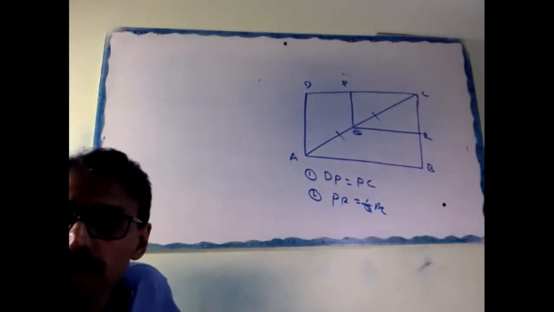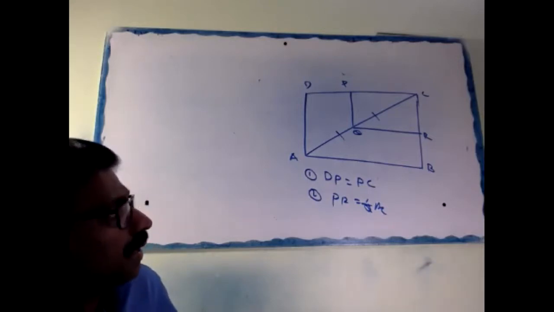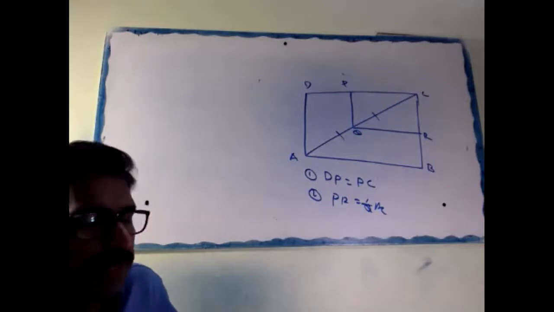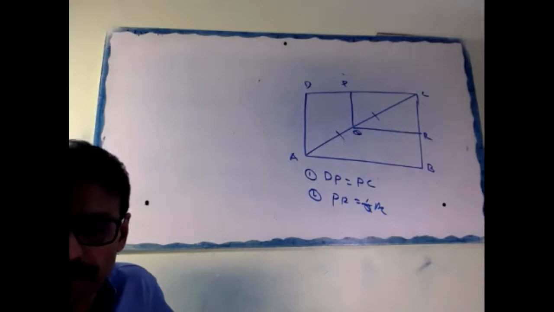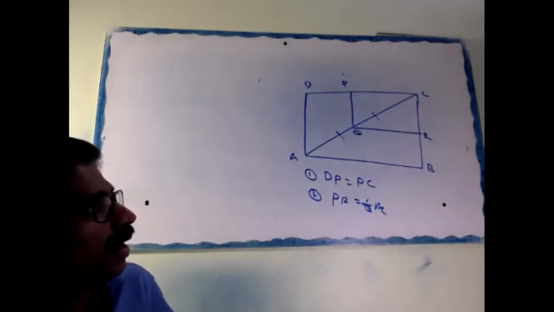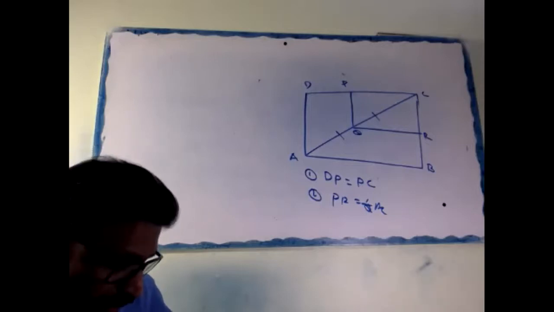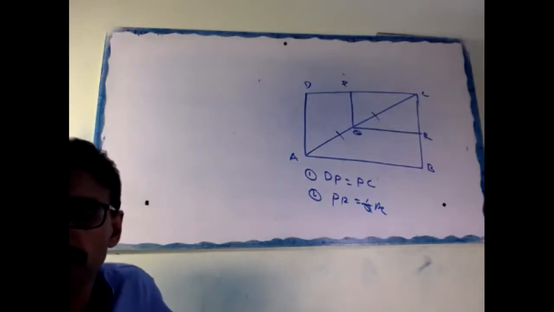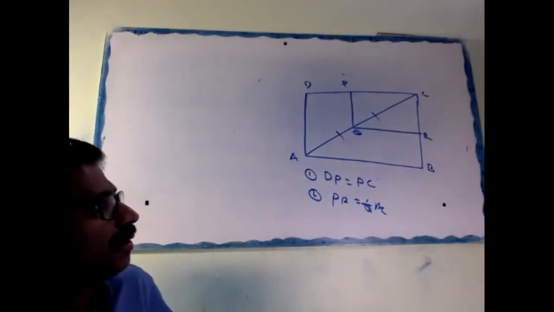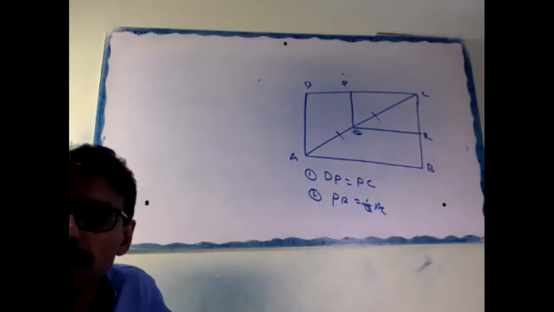Question is, ABCD and PQRC are rectangles. Q is the midpoint of AC. Prove that DP is equal to PC, first one. Second one, PR is equal to half of AC. Clear now?